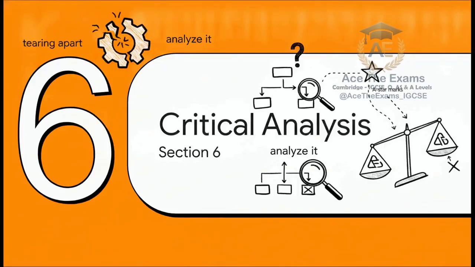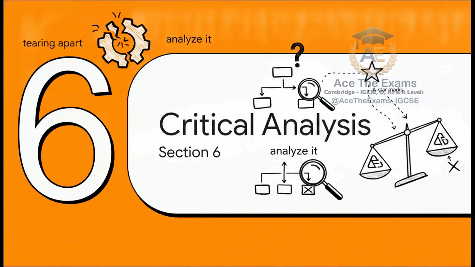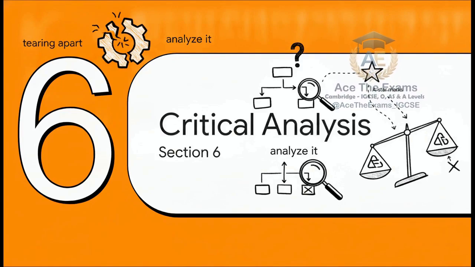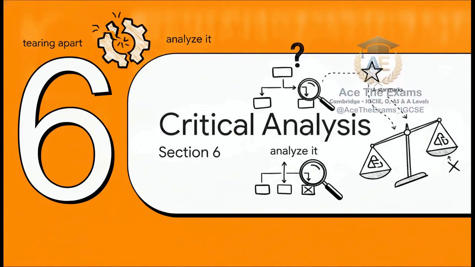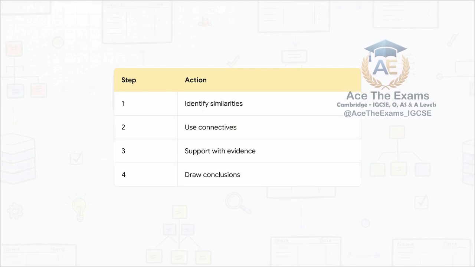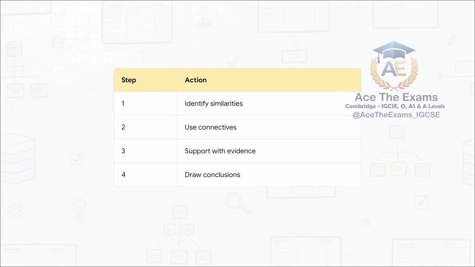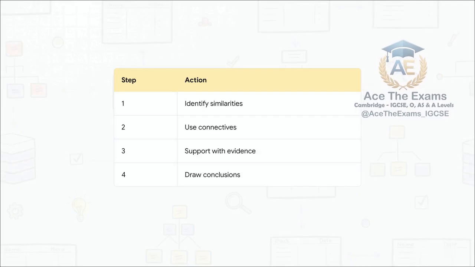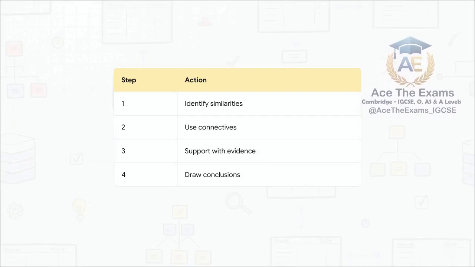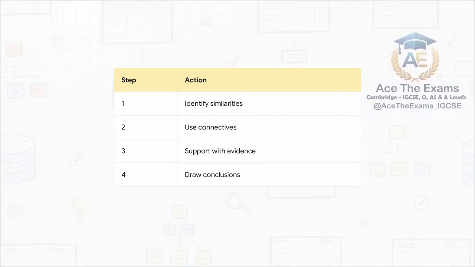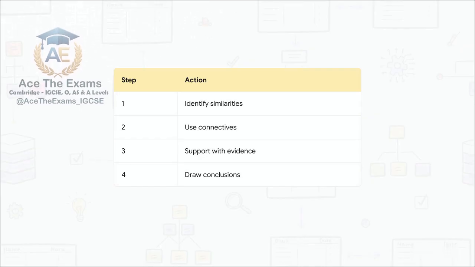Finally, let's explore Section 6, Critical Analysis and Evaluation. This is where you present your reasoning to secure those top-tier A-star marks. When an exam asks you to compare approaches, say, using an array of record structures versus using multiple parallel arrays, you must use a rigorous structure. First, explicitly identify both similarities and differences. Don't just list the differences.